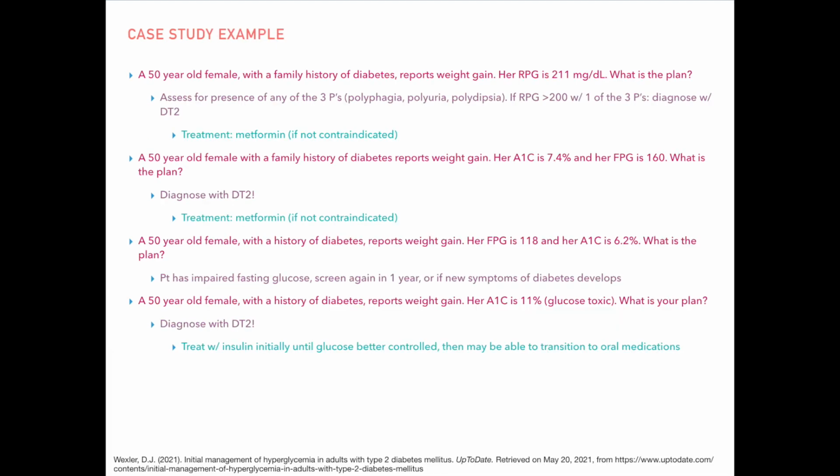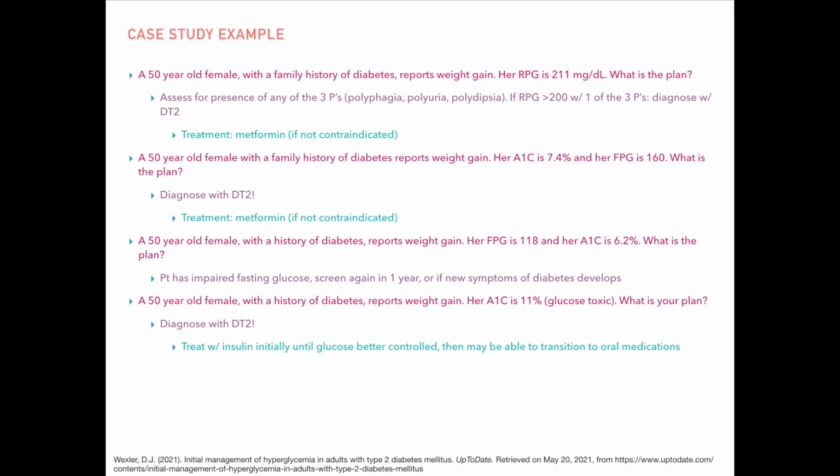All right, so this slide here is a quick little case study example. So a 50-year-old female with a family history of diabetes reports weight gain. Her random plasma glucose is 211. What is the plan? So we will first assess for any of the three Ps, because remember when we were talking about diagnosing type 2 diabetes, if they have a random plasma glucose above that 200 range, plus one of those three Ps, then we can go ahead and diagnose them with type 2 diabetes.